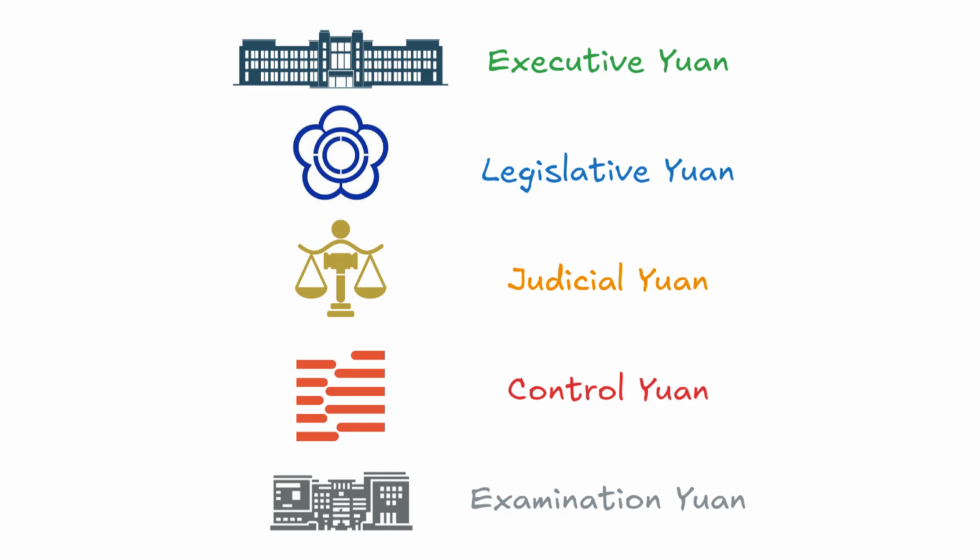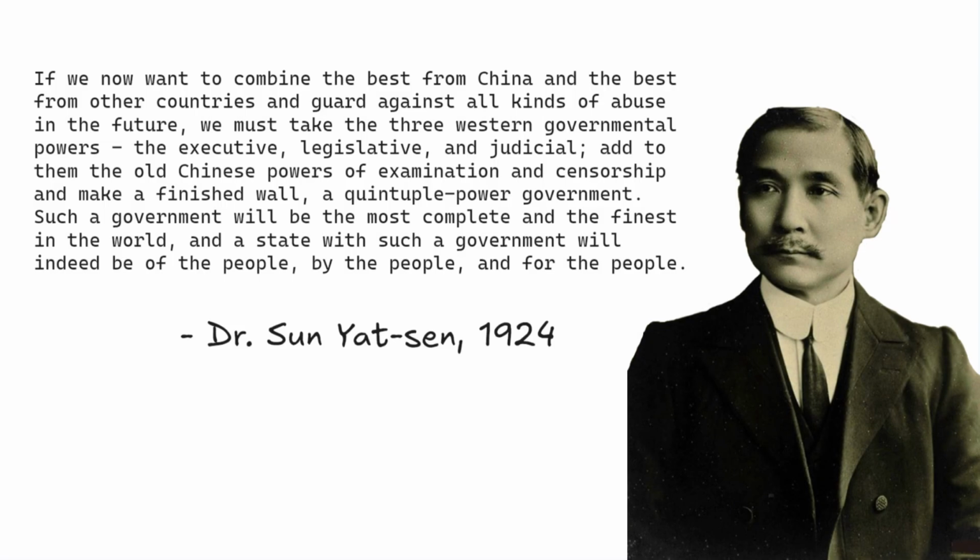Sun himself explained it like so. If we now want to combine the best from China and the best from other countries and guard against all kinds of abuse in the future, we must take the three Western governmental powers, the executive, legislative, and judicial, add to them the old Chinese powers of examination and censorship, and make a finished wall, a quintuple power government. Such a government will be the most complete and the finest in the world, and a state with such a government will indeed be of the people, by the people, and for the people.